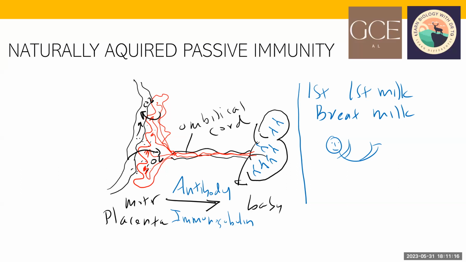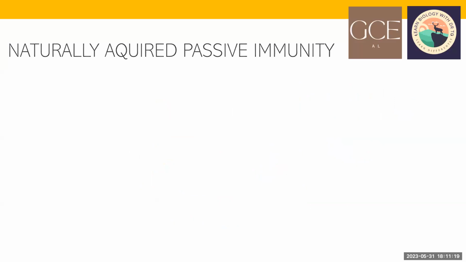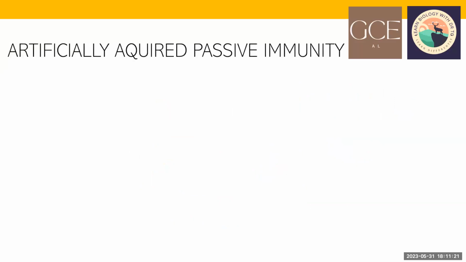Okay, next is artificially acquired passive immunity. How can we understand this? So far we understood three. Naturally we are exposed, the immune system develops, fine. You can give a vaccine, the immune system activates. Antibodies come from mother to baby, giving protection passively, naturally. Now artificial passive: artificially we give antibodies.